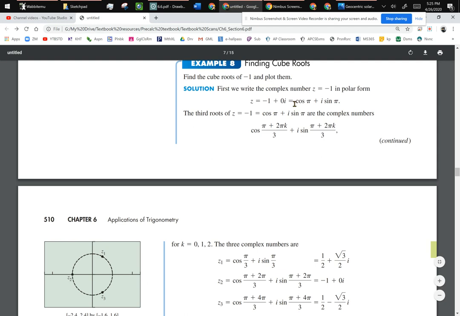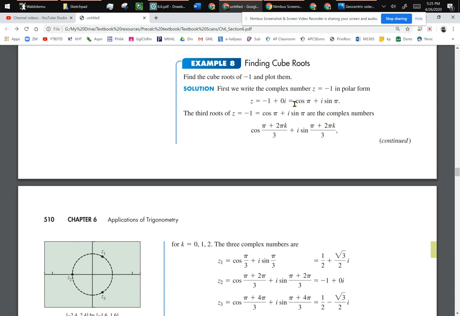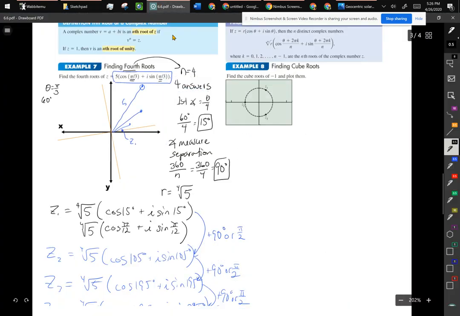Now, if the radius is 1, then, well, what's a cube root of 1, square root of 1, fourth root of 1, 100th root of 1? It's 1. So these would be called the roots of unity. Fancy word, but the math is exactly the same. So let's get to it.